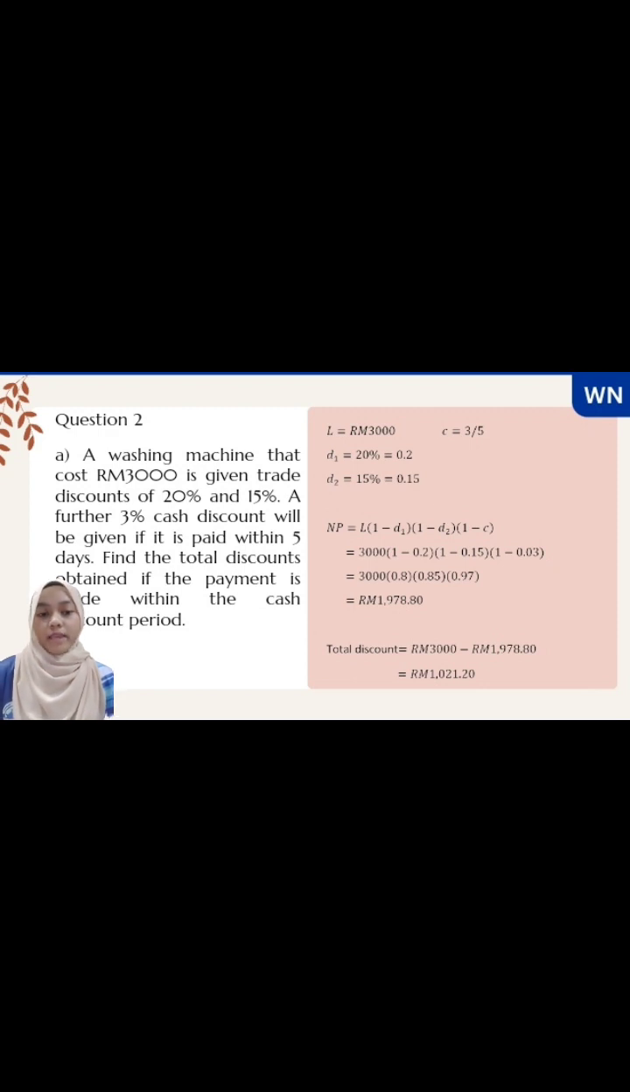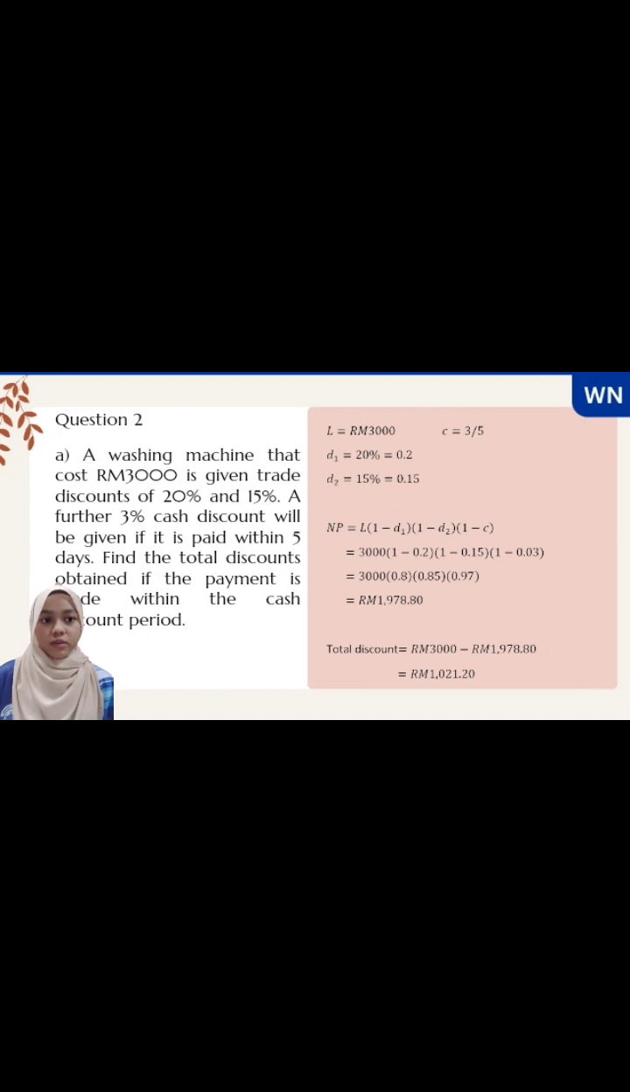Next, I will explain question 2A. A washing machine that costs 3,000 is given trade discounts of 20% and 15%. A further 3% cash discount will be given if it is paid within 5 days. Find the total discount obtained if the payment is made within the cash discount period.